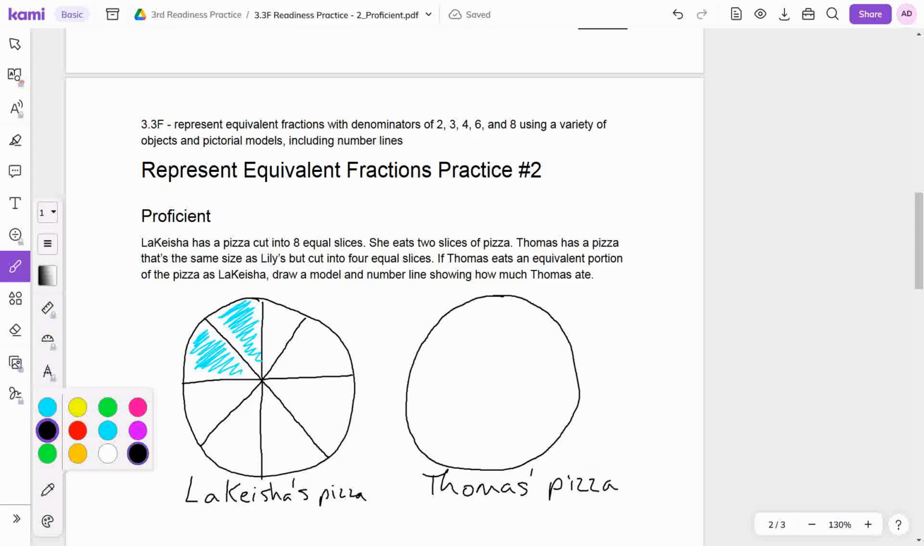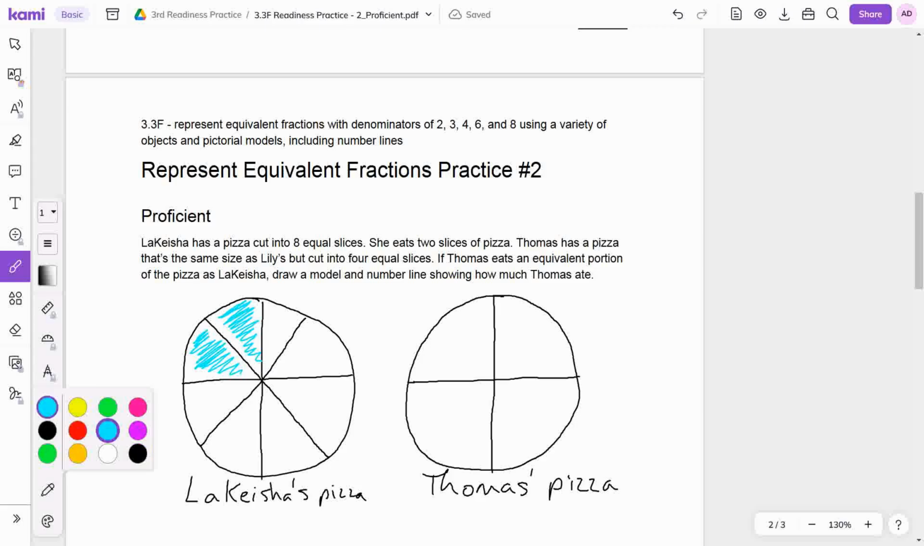Has a pizza the same size but cut into 4 equal slices. Well, whenever I do fourths, I always do it like this. Half, half of a half. Okay? And then Thomas eats an equivalent portion of pizza. Draw a model and a number line to show how much Thomas ate.